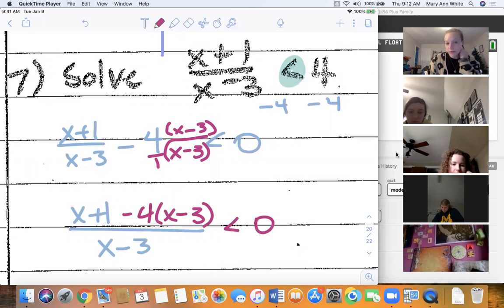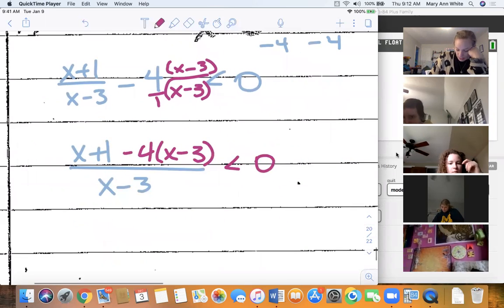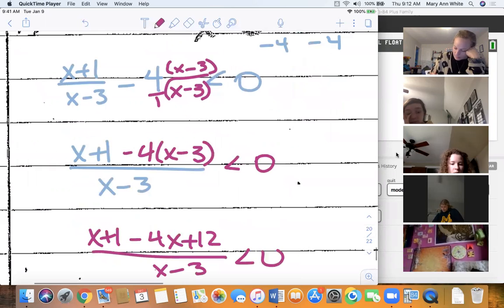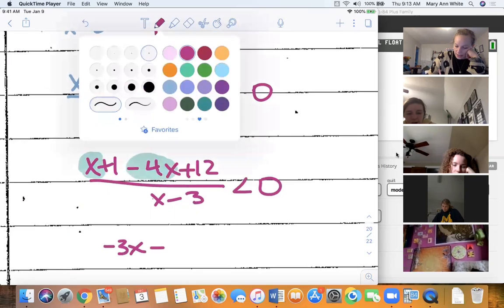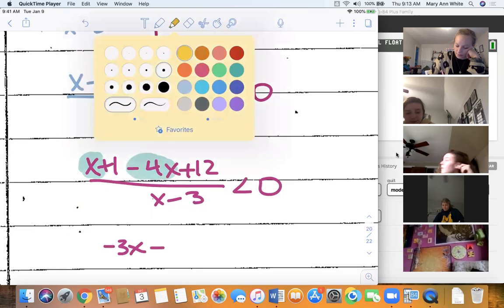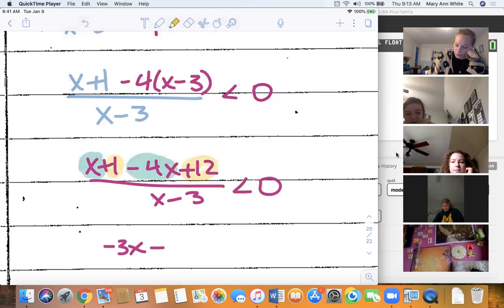Once we've done this, and some of you might have already taken it this step further, I'm going to distribute that negative 4 through. So I've got x + 1 - 4x + 12 over x - 3. And then last step is I want to combine like terms. So I've got x and negative 4x. That gives me negative 3x. And then I have 1 and 12, which make 13, all still over x - 3.